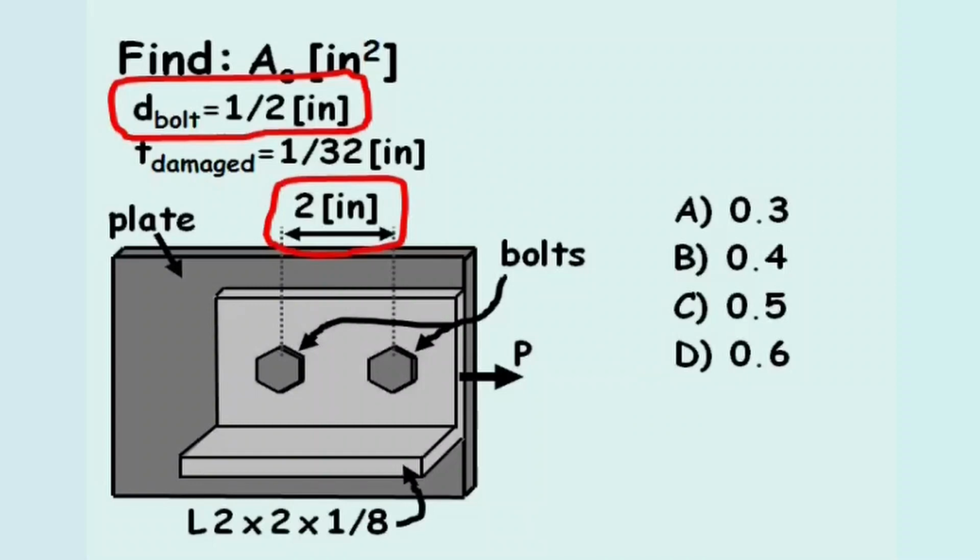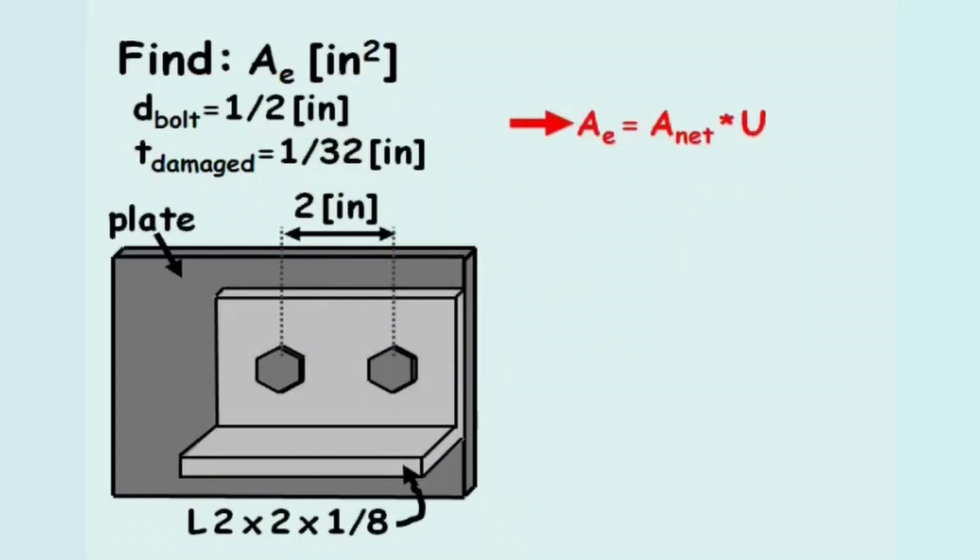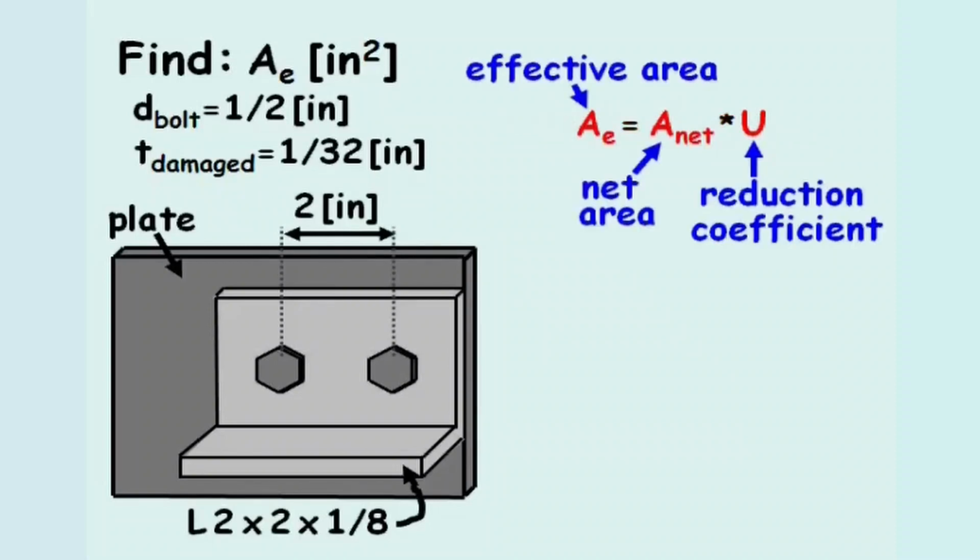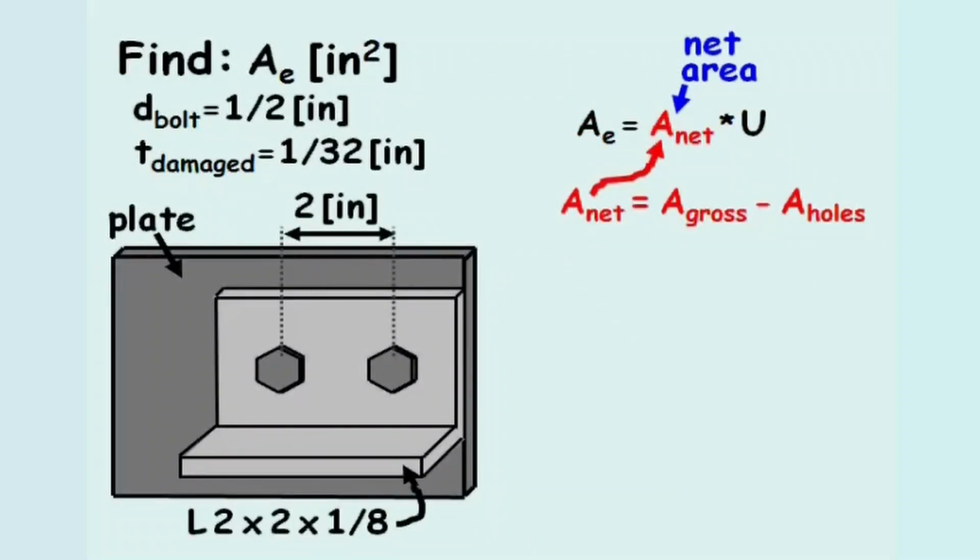The effective area of a steel member, AE, equals the net area of that member, A net, times the reduction coefficient, U. In this equation, the net area equals the gross area of the member minus the area from the holes. From a standard steel reference manual, we can look up that for a 2 by 2 by 1/8 L-beam, the gross area equals 0.484 inches squared.